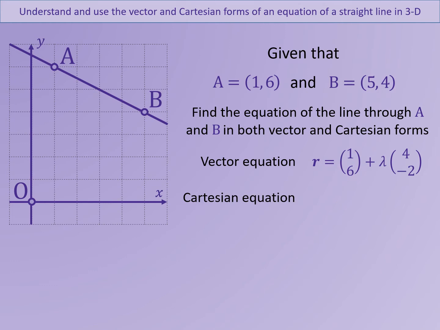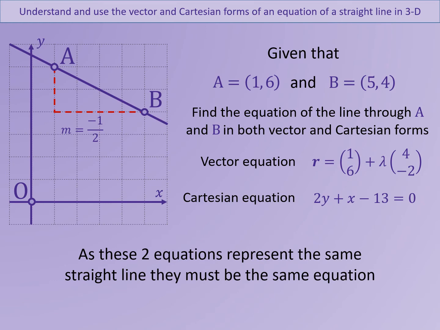Now to find the Cartesian equation. For this we need to know the gradient of the line. That can be found by finding the difference in y divided by the difference in x. That gives us -1/2. We can then use any of the equations that we use to find the Cartesian equation of a line, either y = mx + c or y - y1 = m(x - x1). Putting that together and rearranging gives us the Cartesian equation 2y + x - 13 = 0.